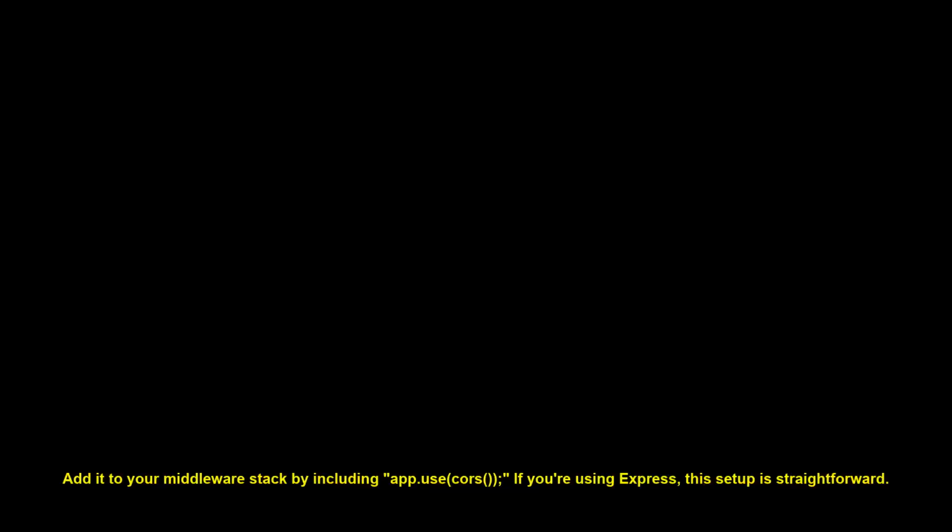First, identify the technology stack your mobile API is using. If you're using Node.js, begin by installing the CORS package. Use the command npm install cors in your terminal. Next, import the CORS package at the top of your API file. Add it to your middleware stack by including app.use(cors). If you're using Express, this setup is straightforward.